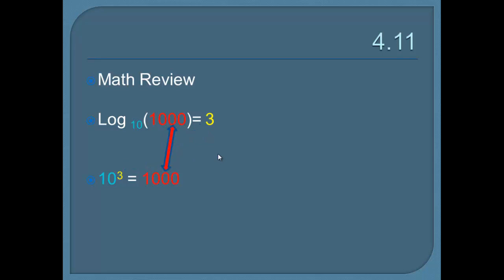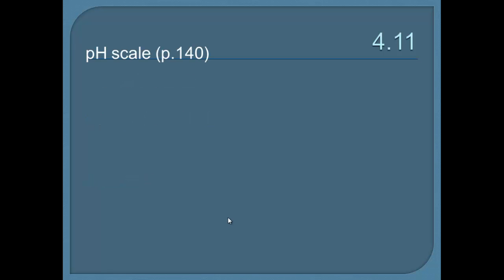So what we can see from this is that these are inverse functions. If we put 1000 into the log function, we get 3. If we raise 10 to the power of 3, we get 1000. So we'll get to that later. The formulas we will use are a little bit different than what we see here. But let's go on to the pH scale.